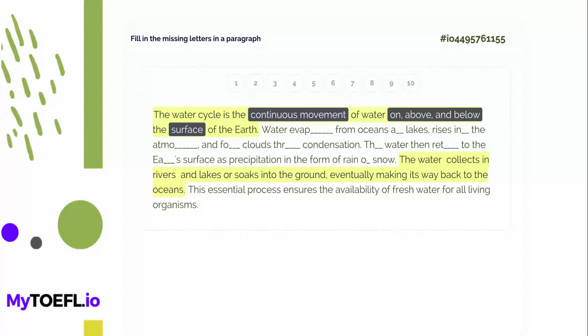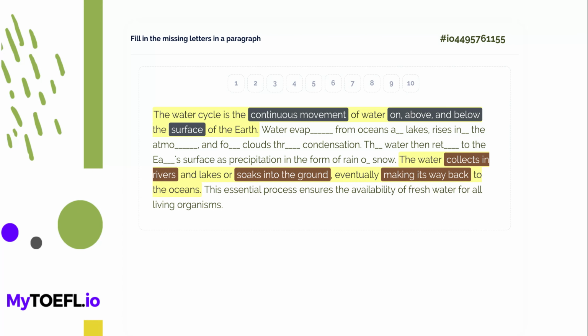The phrase collects in rivers indicates accumulation. Then we see that water soaks into the ground, which is another key part of the cycle. Finally, the phrase making its way back confirms the circular nature of this process as the water returns to where it started. Let us turn to the fifth and final sentence.